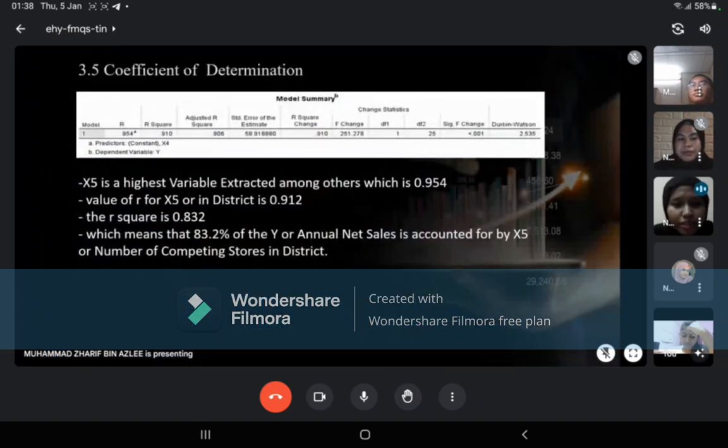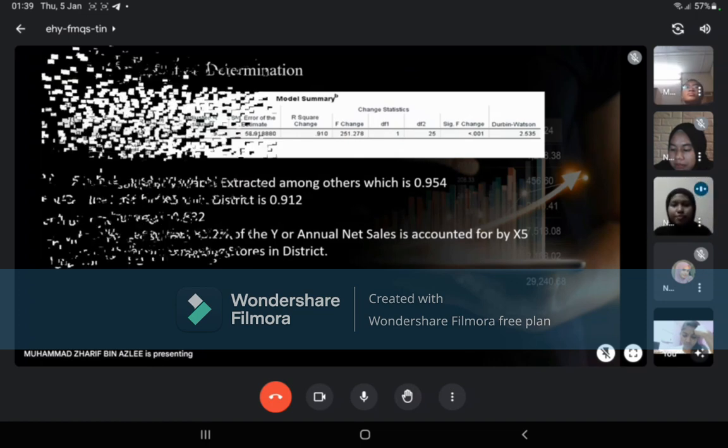3.5, coefficient of determination. Based on the analysis, we can see that x5 is the variable with the strongest positive relationship with y, which is 0.954. As a conclusion, the value of r for x5, number of competing stores in district, is 0.912. So the r squared is 0.832, which means that 83.2% of y, the annual net sales, is accounted for by the number of competing stores in district.